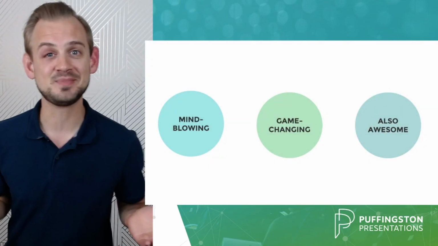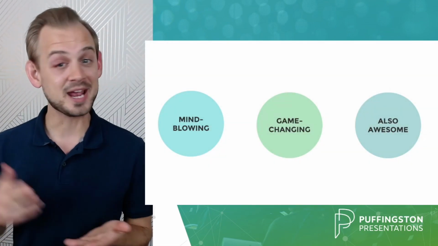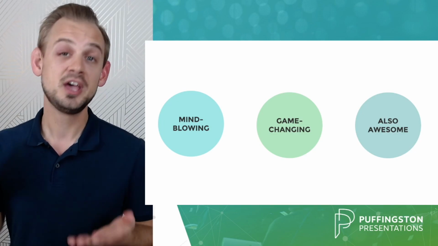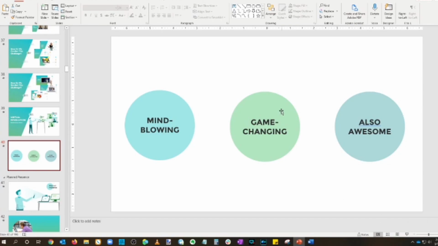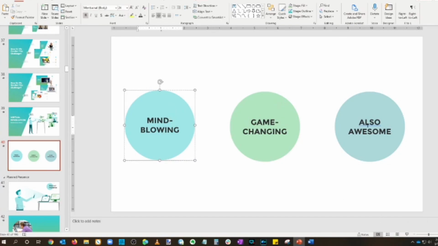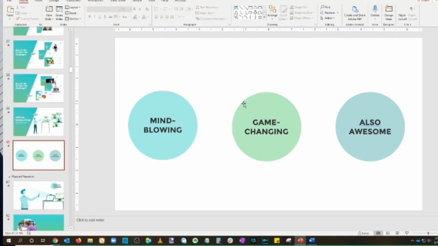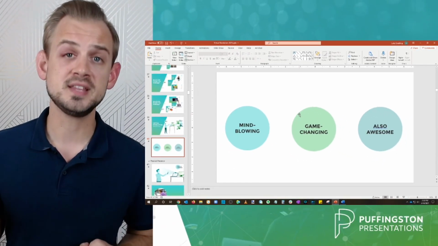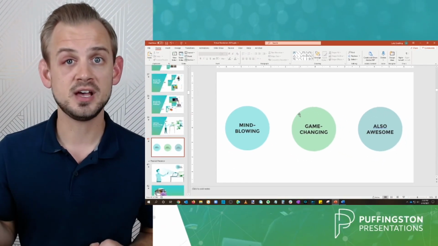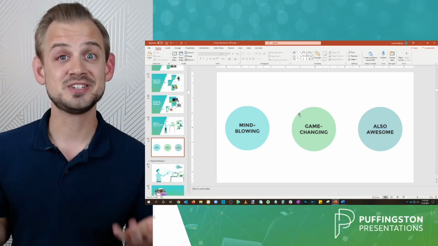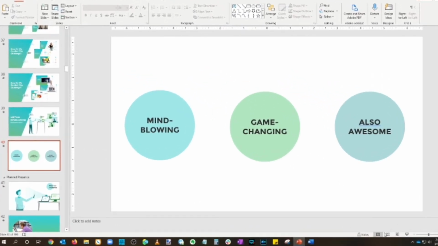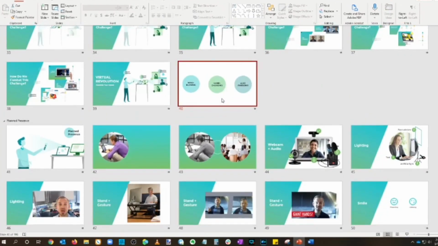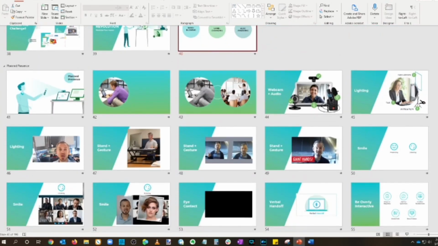I set up a little sample slide here. These are my three sections: mind-blowing section, game-changing section, and the also awesome section. Those three are just circles right now in PowerPoint. You see here, circles with text in the middle. And so what you want to first do for creating these links is just note where these are going to link to, what number slide in your presentation. So for example, if I go to the slide sorter view here, I want that first mind-blowing section to correspond to slide 41.